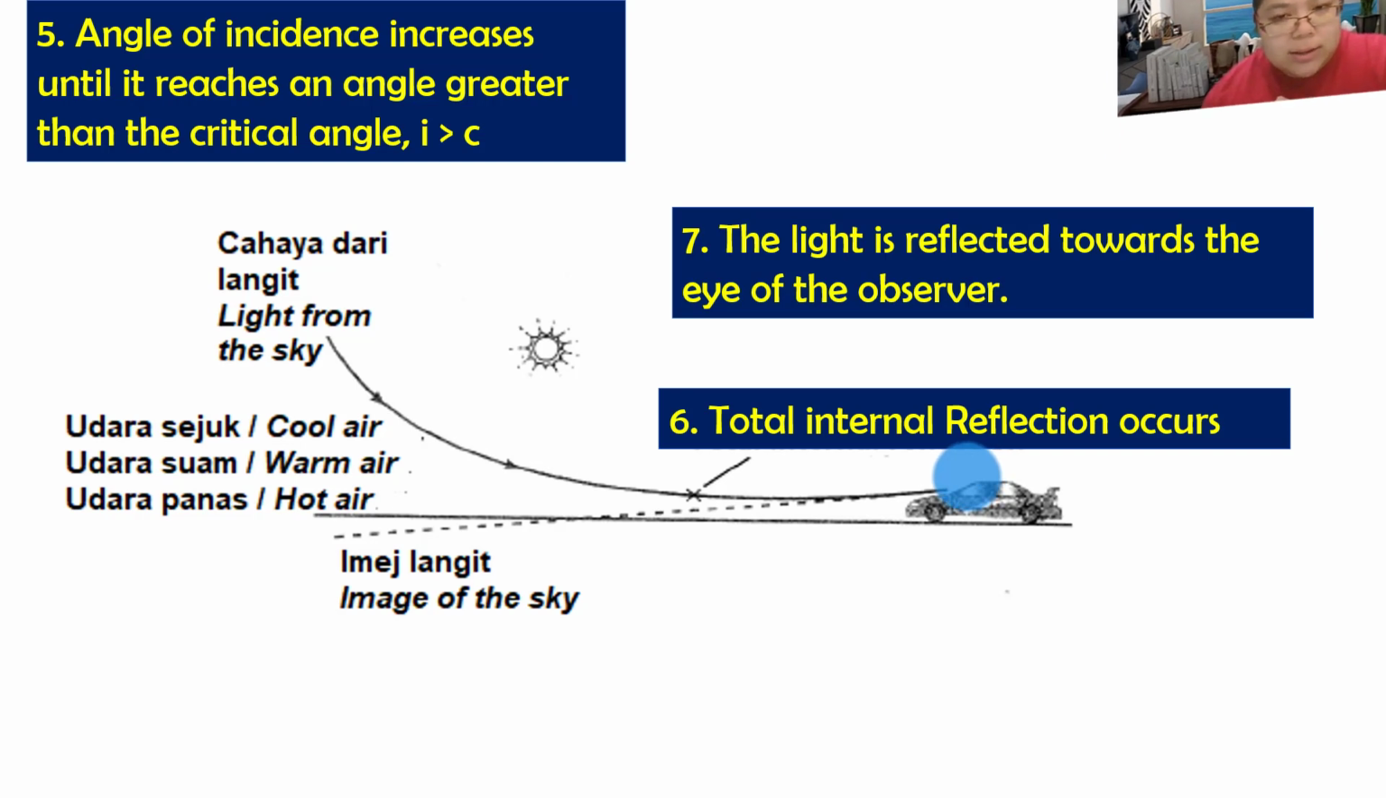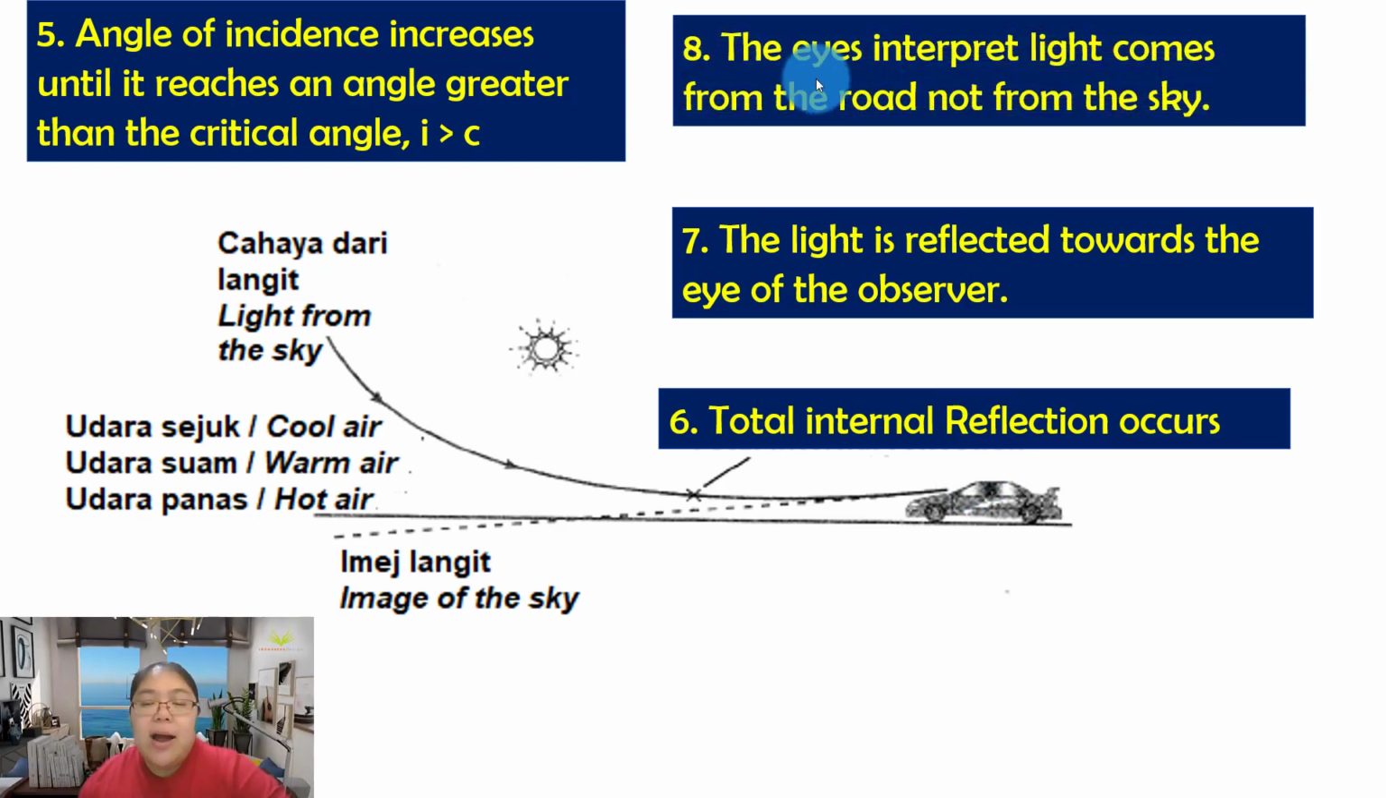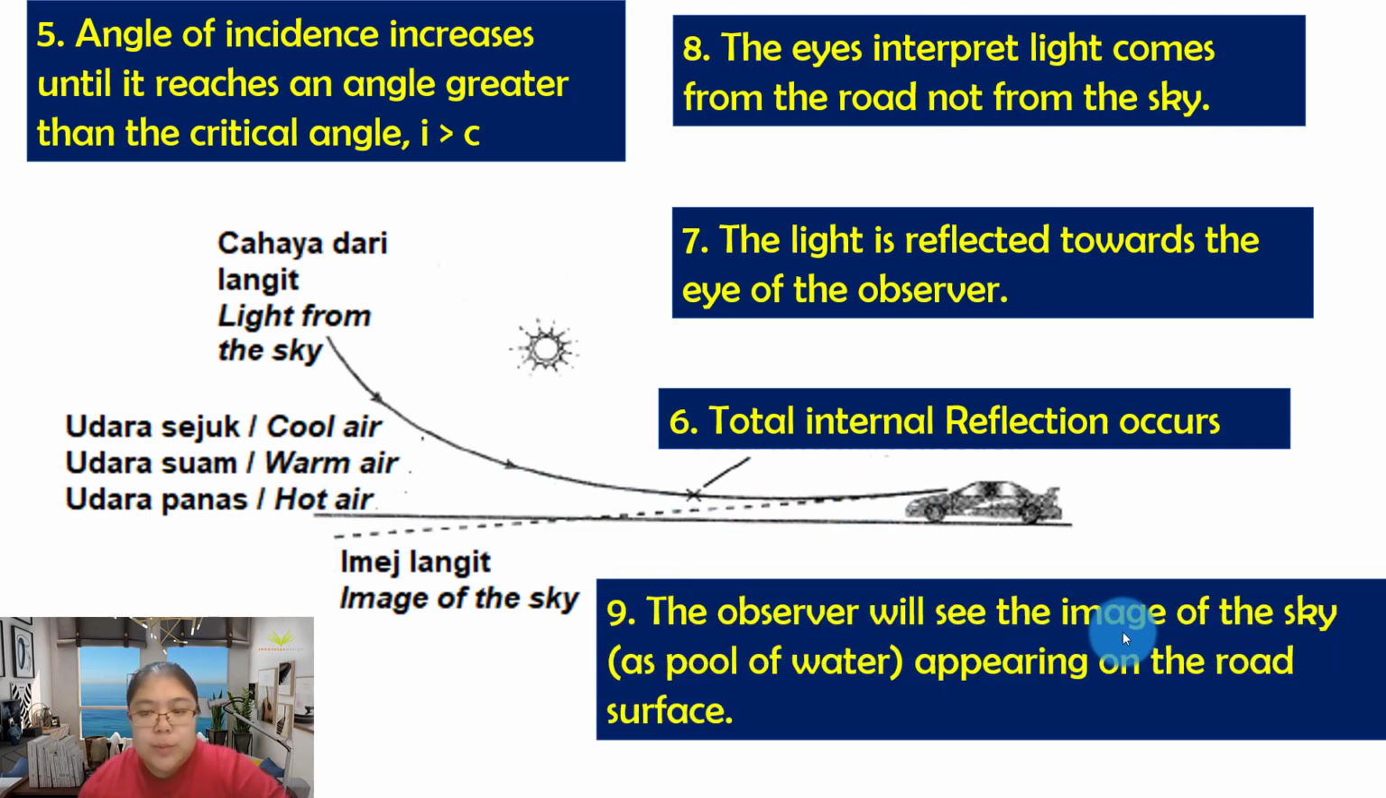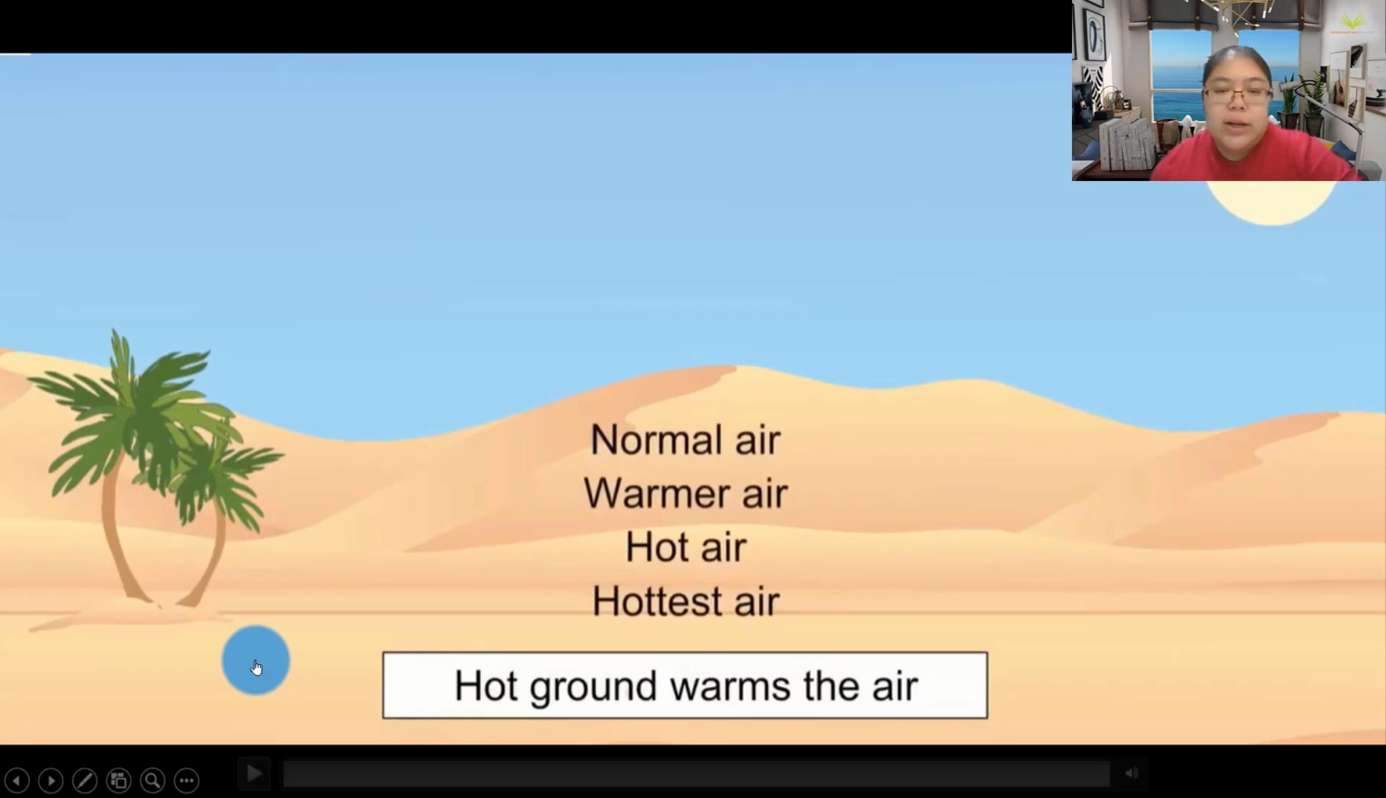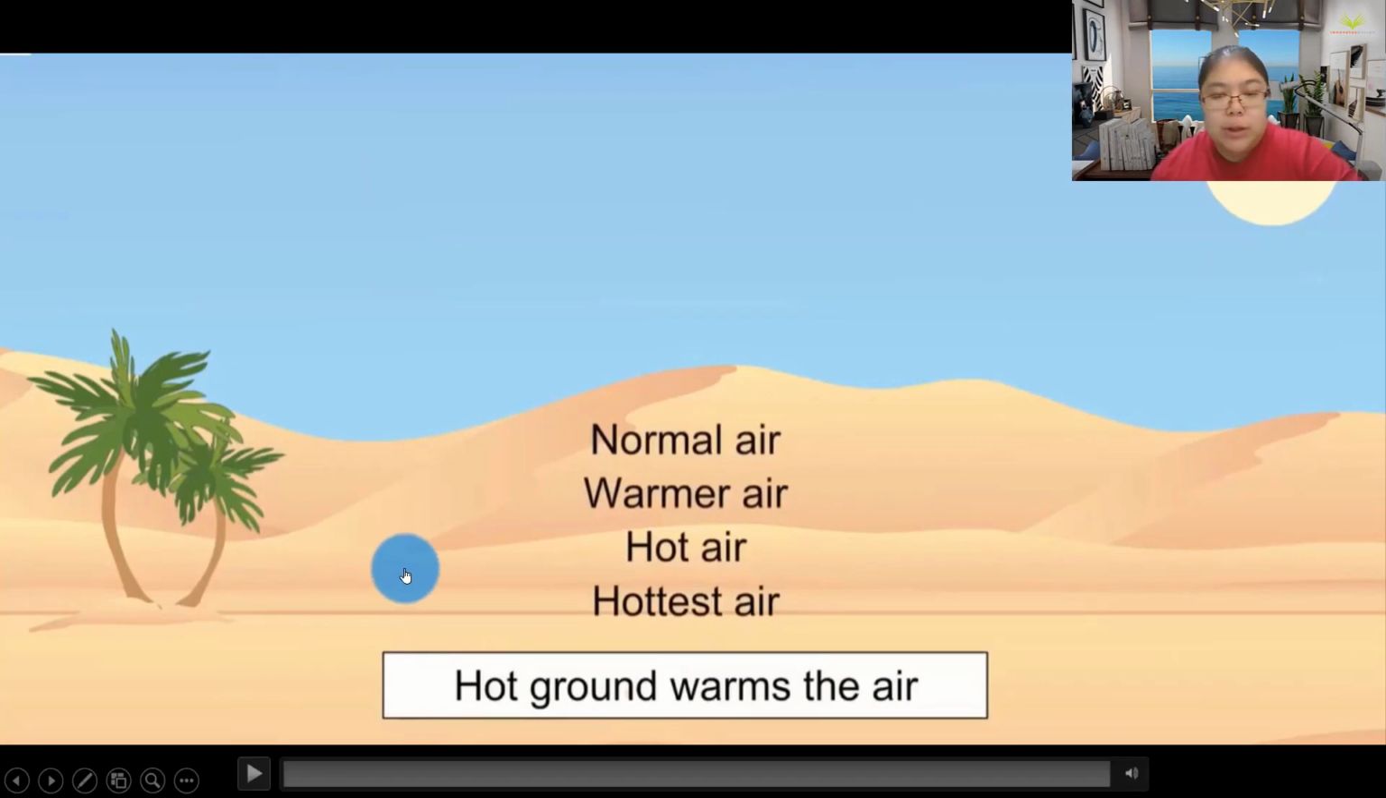So the last one: the eye interprets the light as coming from the road, not from the sky. So they will go straight to the road. Then the observer sees the image of the sky, like a pool of water appearing on the road surface. Just like a pool of water on the road. When you get closer, you cannot see it. Why? Because your angle changes. This is one of the videos to show how total internal reflection happens for the mirage.